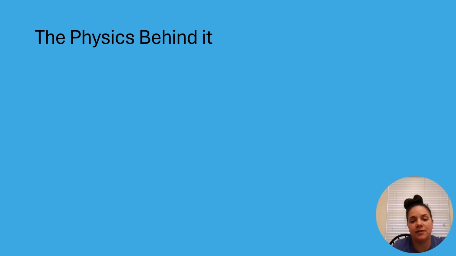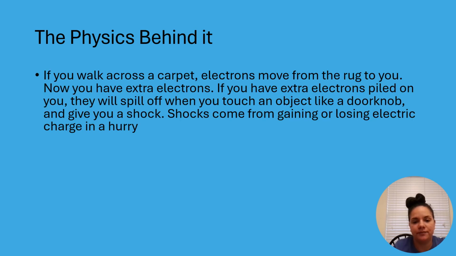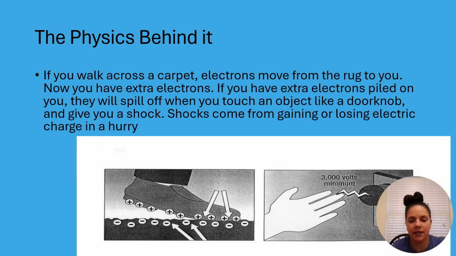The physics behind static electricity. If you walk across a carpet, electrons move from the rug to you. Now you have extra electrons. If you have extra electrons piled on you, they will spill off you when you touch an object like a doorknob, and you get a shock. Shocks come from gaining or losing electric charge in a hurry. And here's a picture of it.